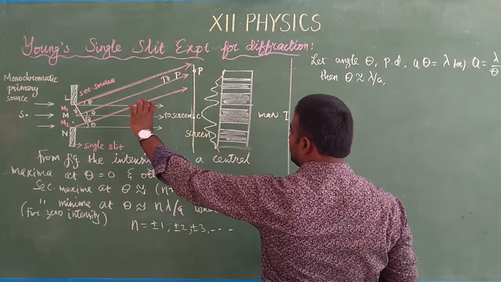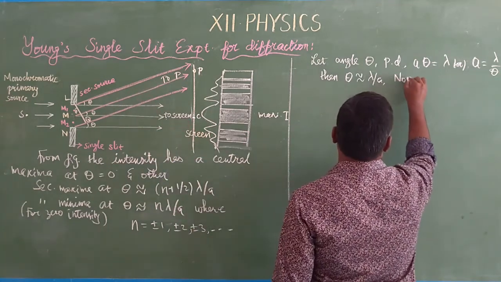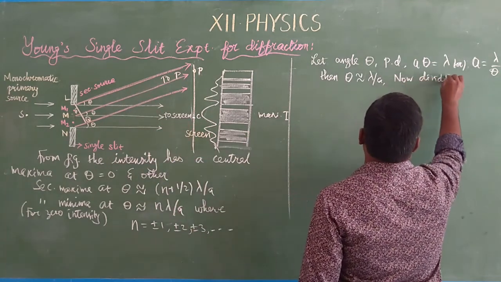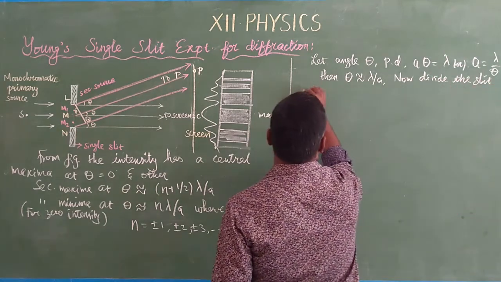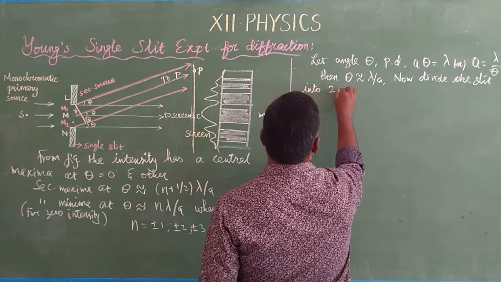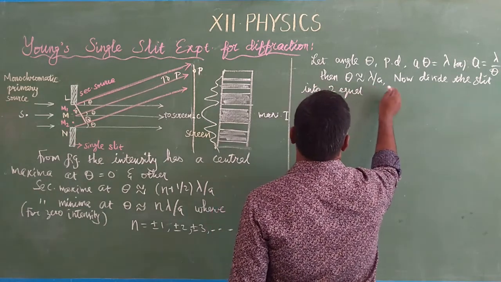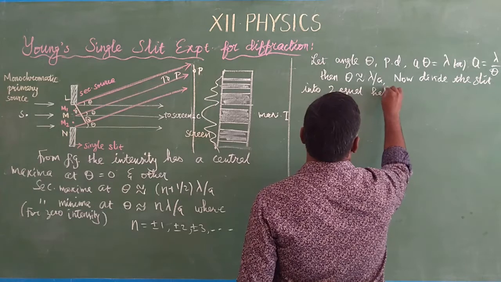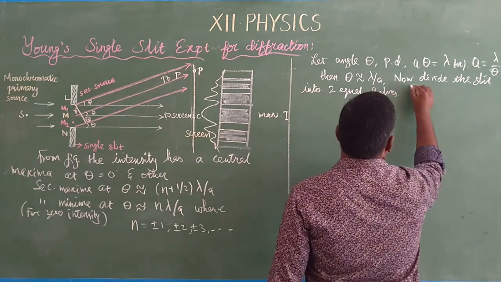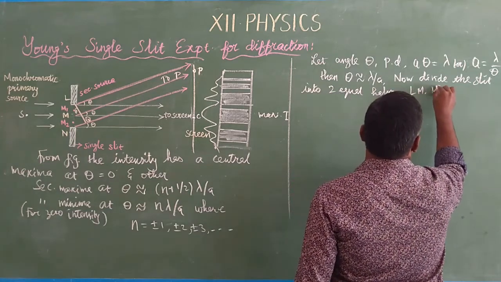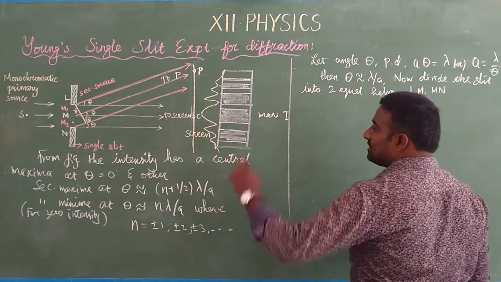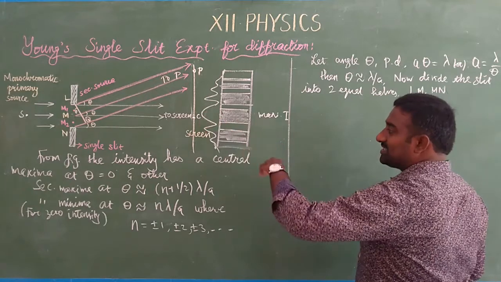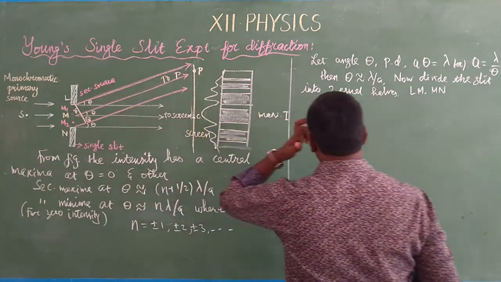இப்போ ஸ்லிட் வந்து ரெண்டு equal halves divide பண்ணிக்கிறோம். Now divide the slit into two equal, சரிபாதியா பிரிச்சுக்கிறோம், two equal halves, that is LM and MN. So LN அப்படிங்கறத LM, அப்ப M ங்கிறது midpoint, it's a perpendicular from the source to the slit, it needs the central maxima at the C.